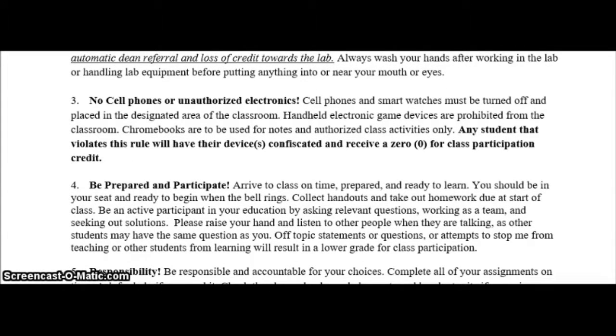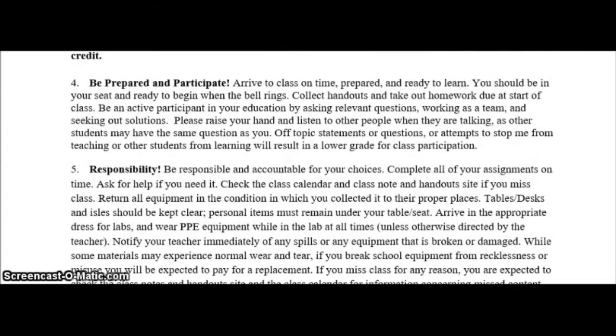3. No cell phones or unauthorized electronics. Cell phones and smartwatches must be turned off and placed in the designated area of the classroom, the holding rack, the shoe rack on the door. Handheld electronic game devices are prohibited from the classroom. Chromebooks are to be used for notes and authorized class activities only. Any student that violates this rule will have their devices confiscated and receive a 0 for class participation credit.